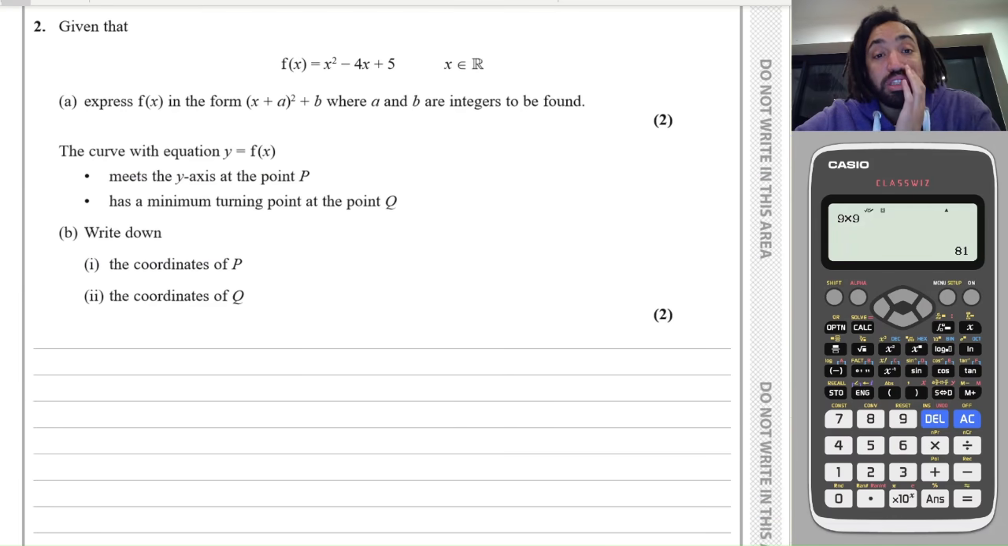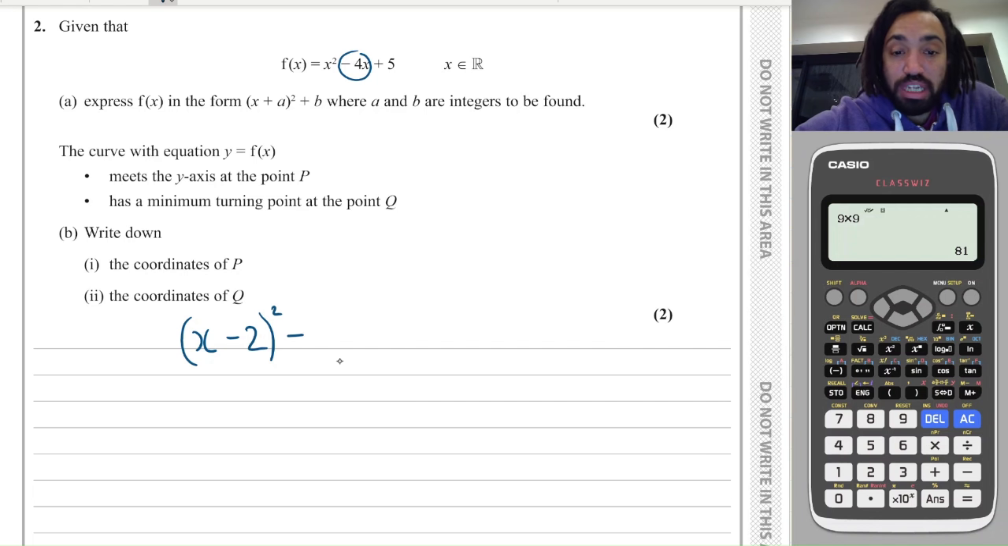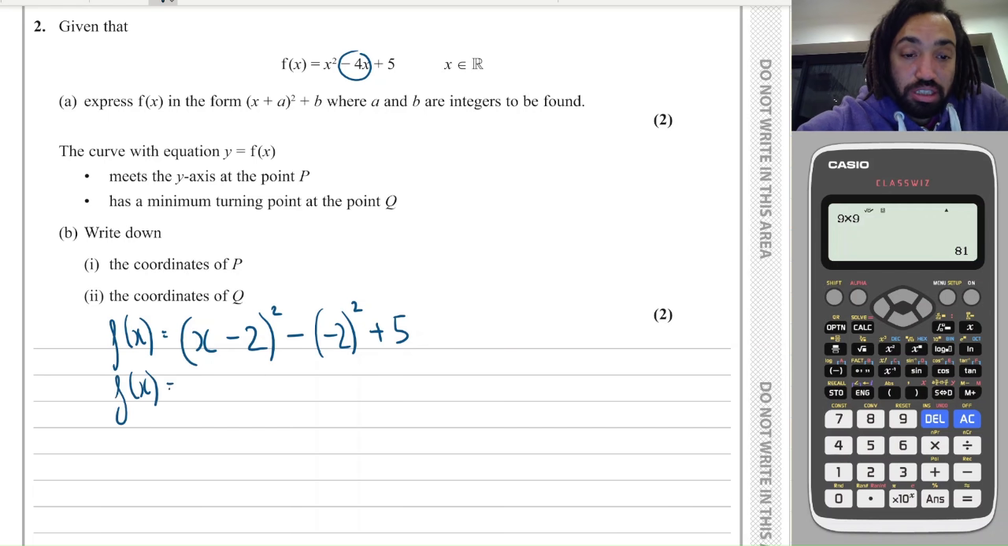Question 2, you need to complete the square. So in order for us to do that, I would write x. I would take this value here, minus 4, I'd half it to get minus 2. And I would write squared, and then I'd always take away that value minus 2 again, squared, and we've also got plus 5 on the end. And this is f of x. So simplifying that is going to give me x minus 2 all squared. And this is going to give me 4, so take 4 and plus 5 gives you plus 1.